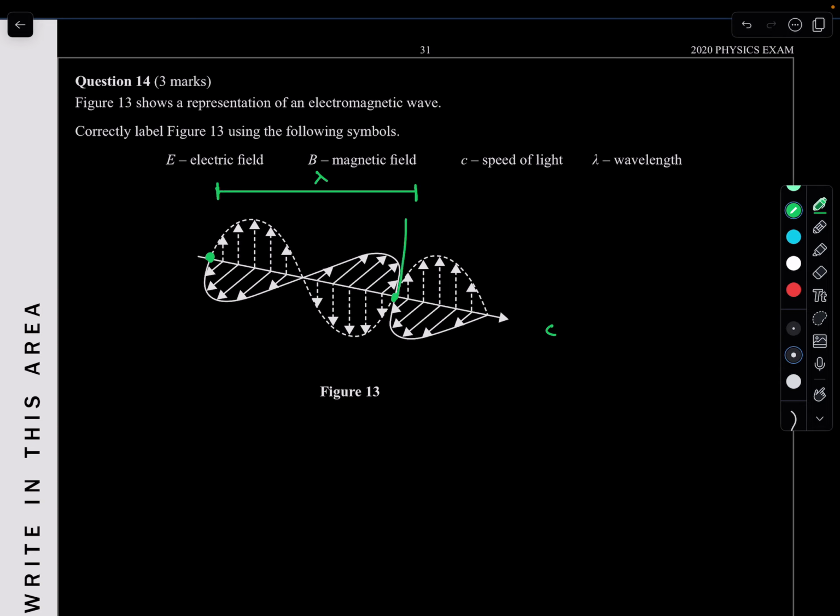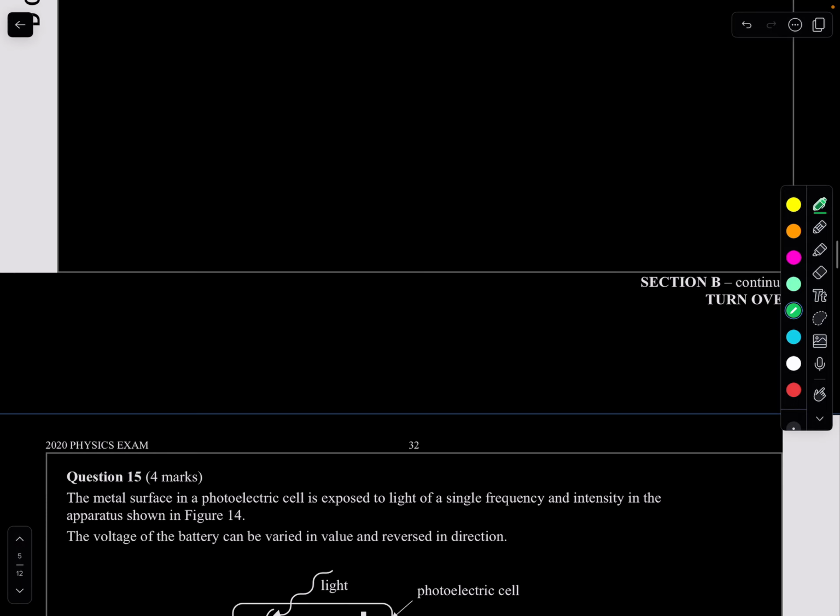So from here to here, you can see that's one wave, basically one cycle. All right, so we got that, and we also need to label the electric field and magnetic field. You don't know which one it is, so it could be any of them. So basically, I would say this one over here is my electric field, and this one over here is my magnetic field, and that's it. If you have it the other way, you still get the mark, because they haven't been precise on which one is which. Beautiful.